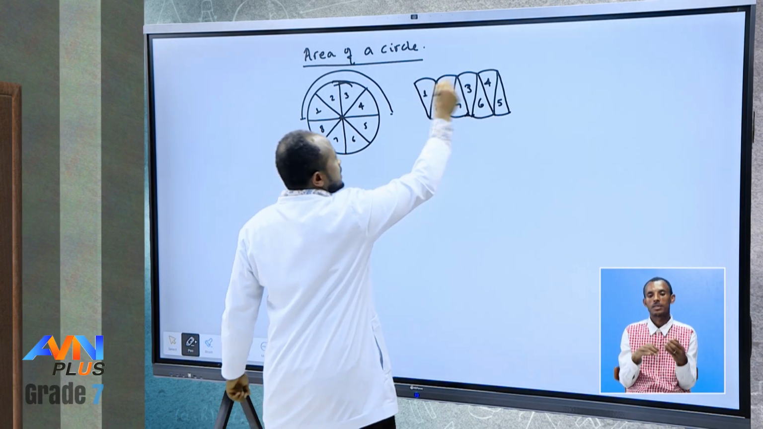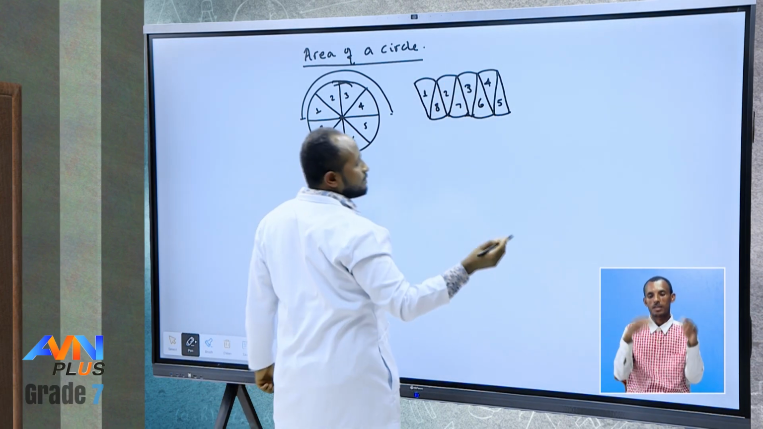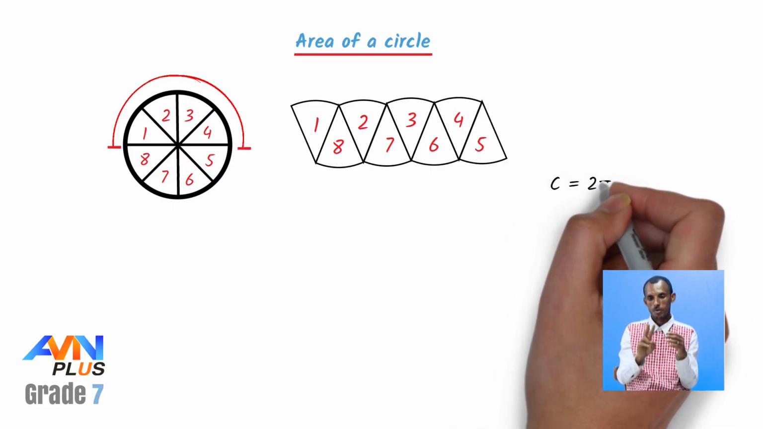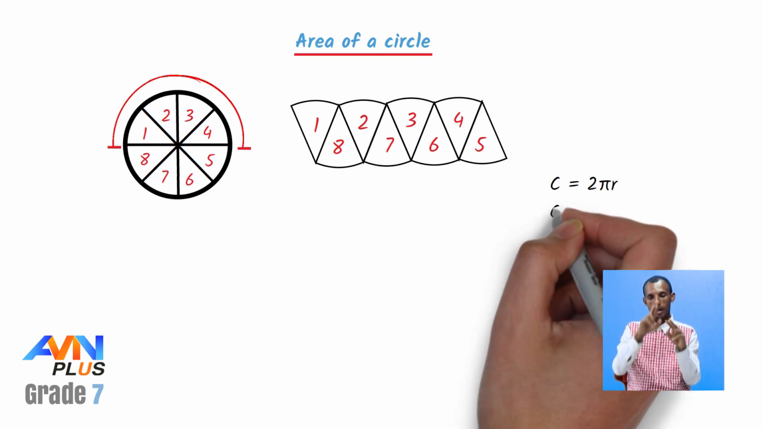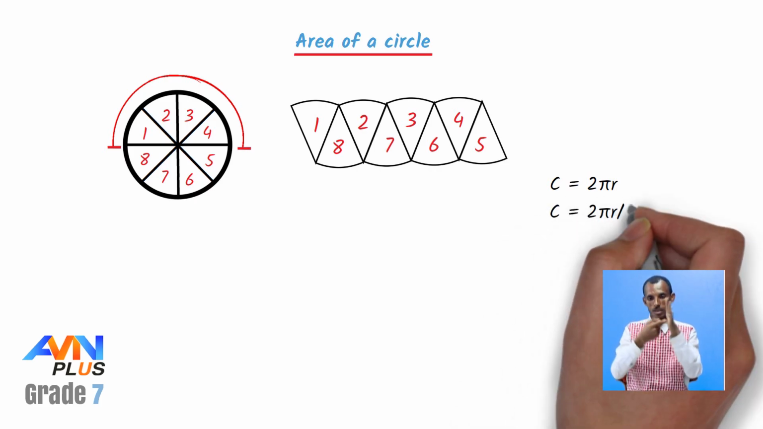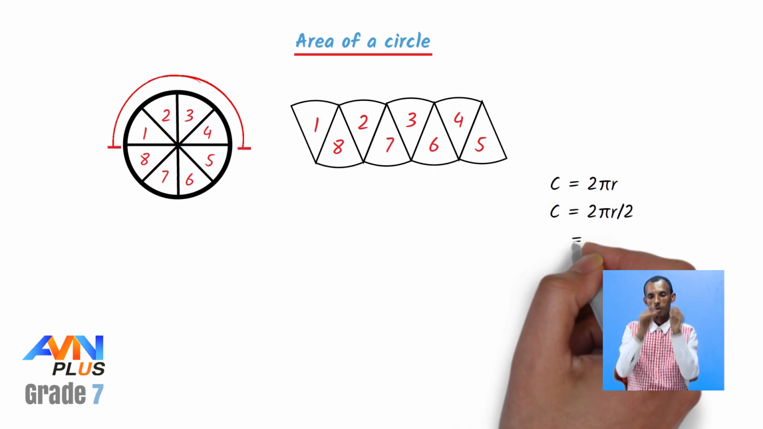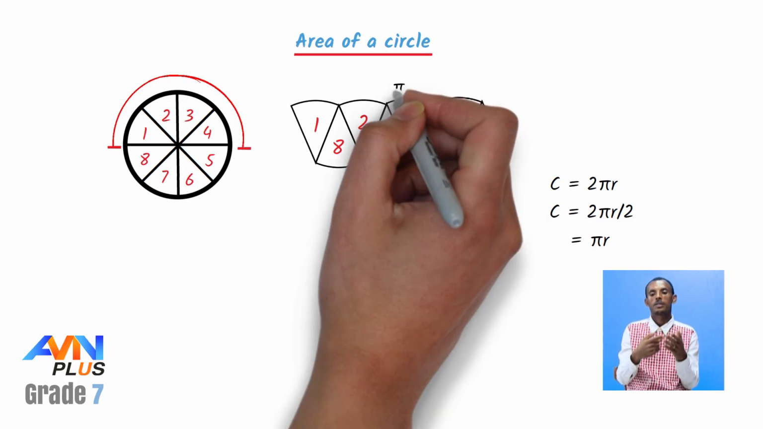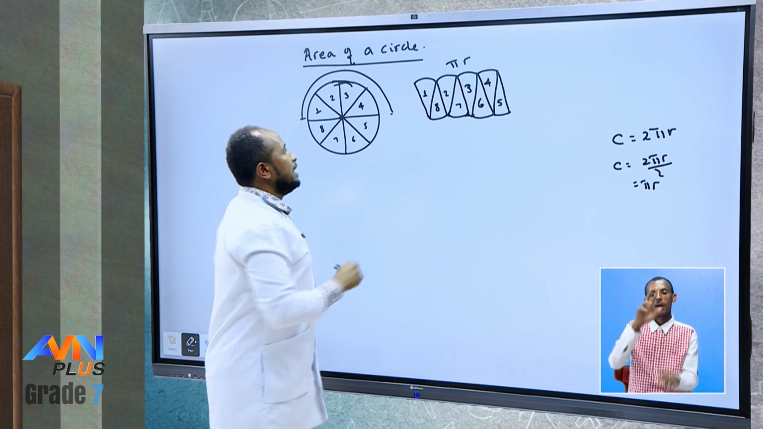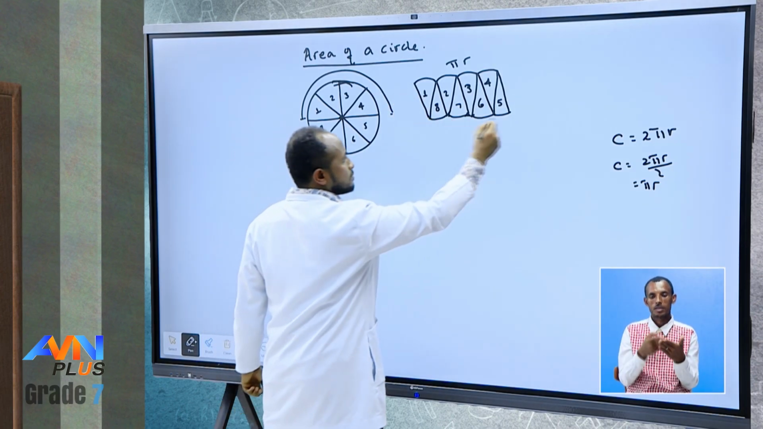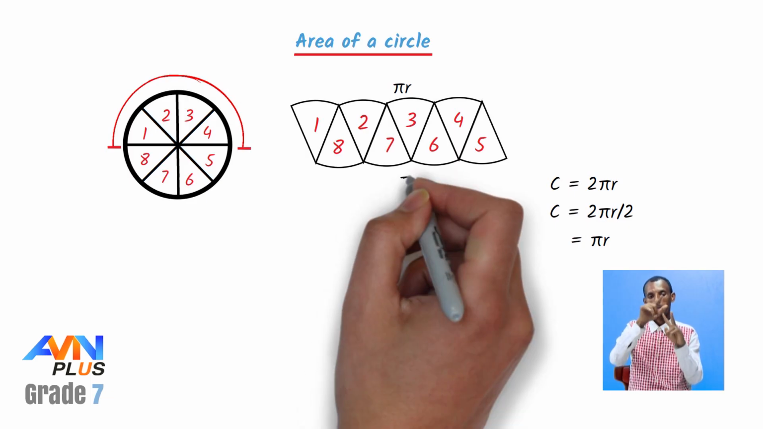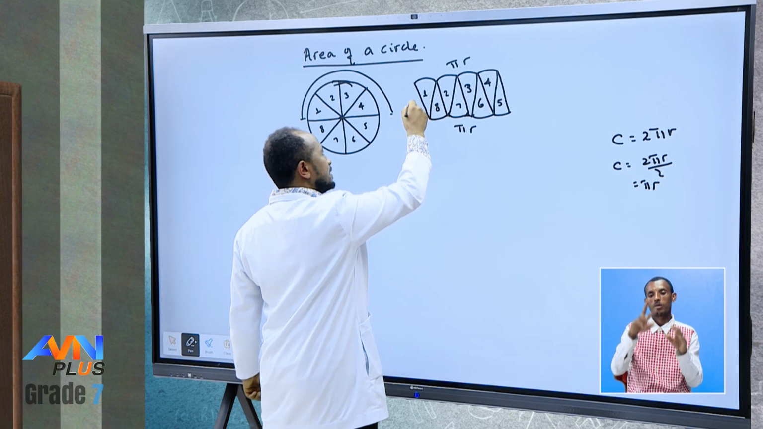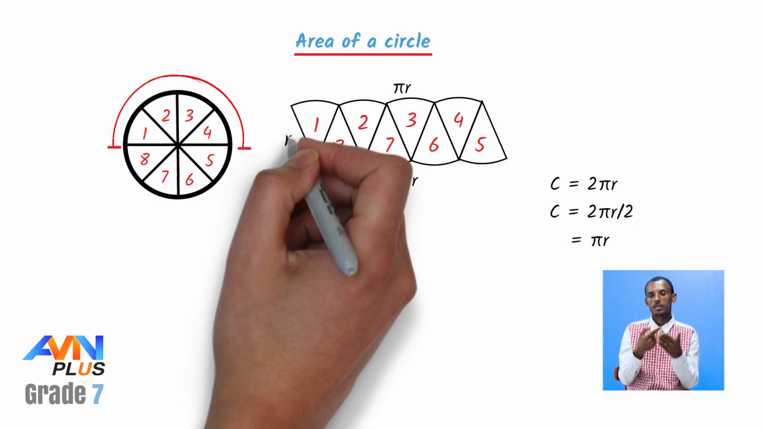Therefore, this length is half of a circumference. We know that circumference is given by 2 pi r. Half of a circumference is 2 pi r over 2, which is pi r. So this length is pi r. And this one, as you can see, is also pi r. The lower part is also pi r. And this length is a radius.